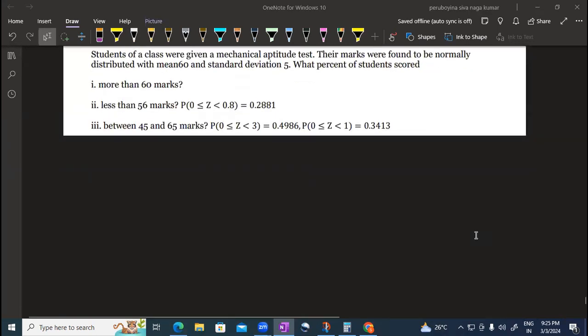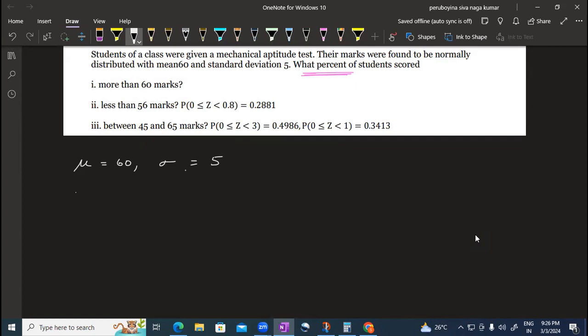And next, question 29. Students of the class were given a mechanical aptitude test. Their marks were found to be normally distributed with mean 60 marks and standard deviation 5. What percentages? He is asking directly in the question for percentages. That means every answer will be multiplied by 100. This represents that every answer should be multiplied with 100.